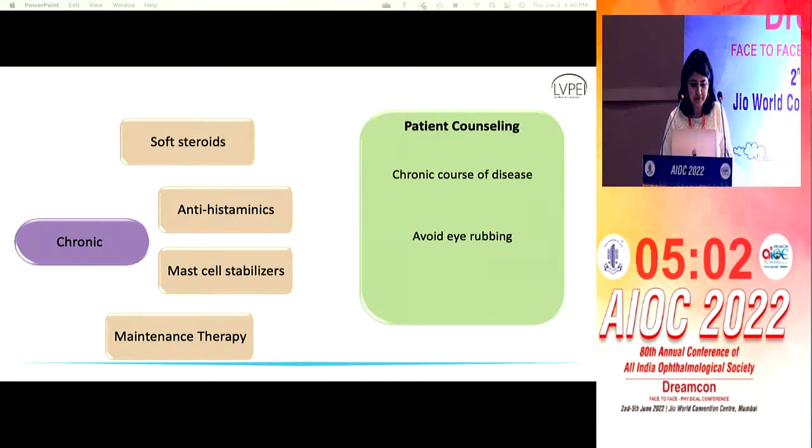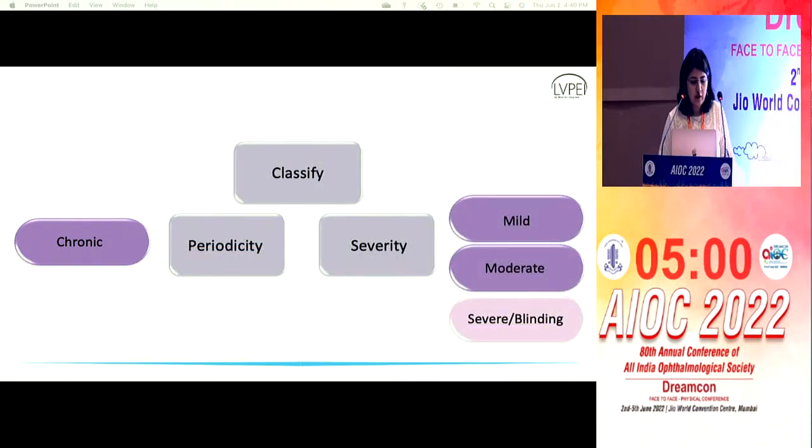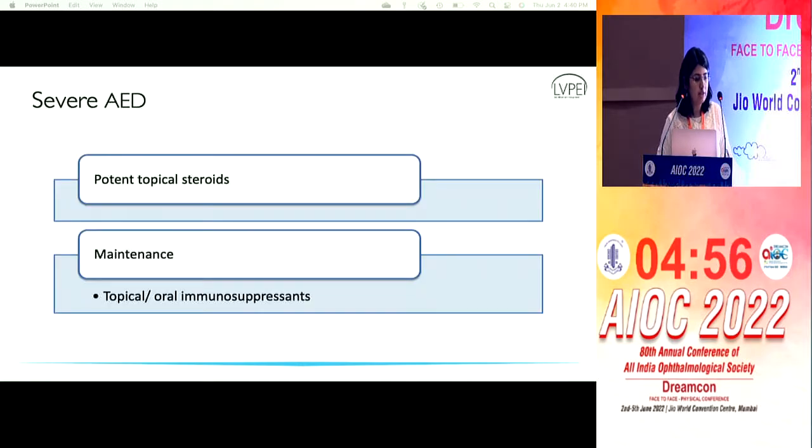So coming to the management of severe or blinding disease, in these cases in the acute phase, potent topical steroids, prednisolone acetate 1% in a tapering dose, is administered. And again, they will also require maintenance either with topical or oral immunosuppressants. So typically, topical immunosuppressants with cyclosporin or tacrolimus are preferred.